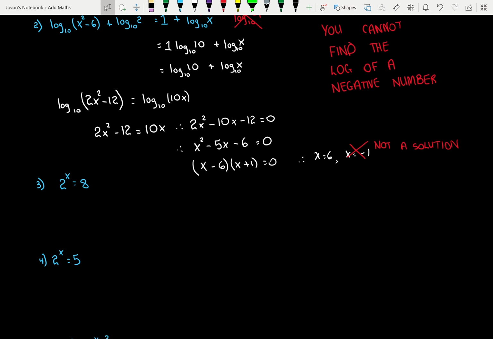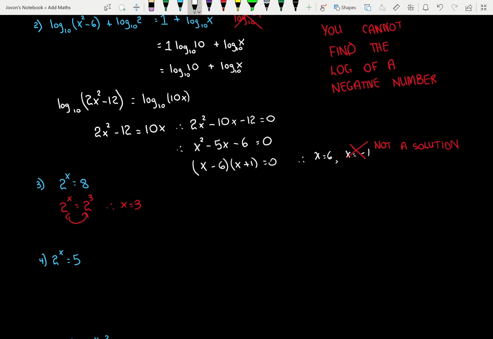This question here now, we have 2 to the power x equal to 8. We know here now that 8 is actually 2 to the power of 3. So since these two are the same, we can imply that x is equal to 3. And that was pretty simple.